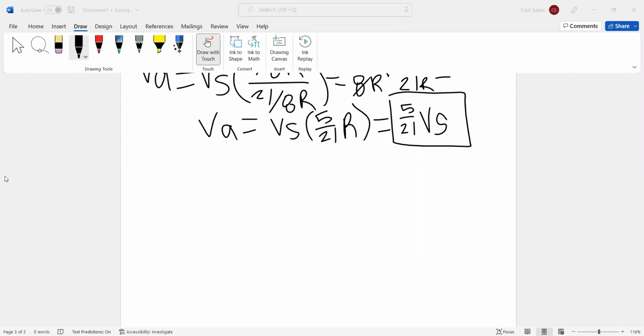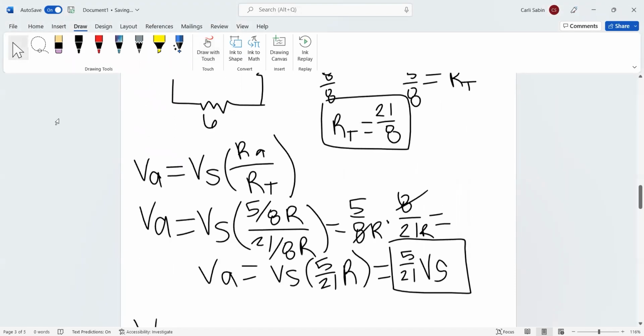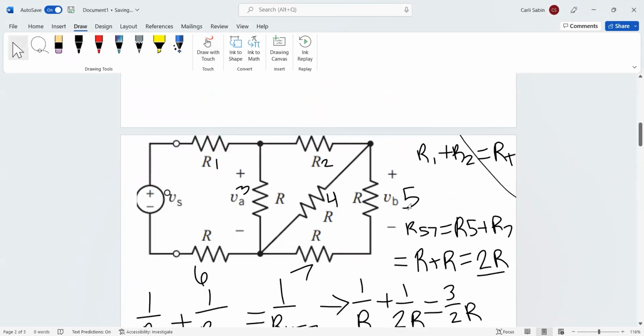All right, so now that we have found VA, we can go ahead and find VB, but this is going to look a little bit different because of the placement of VB in the circuit. So VB is going to be right here. And so we know that the resistance that we're going to use for RB is just going to be R5. And then the total resistance through this part is going to be R57, because that's the only thing that's going to be affecting here.